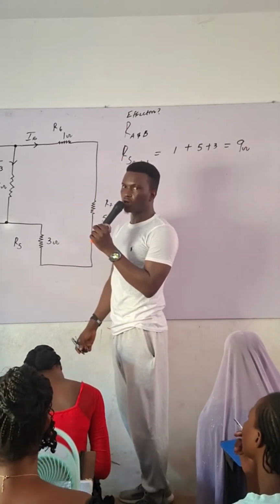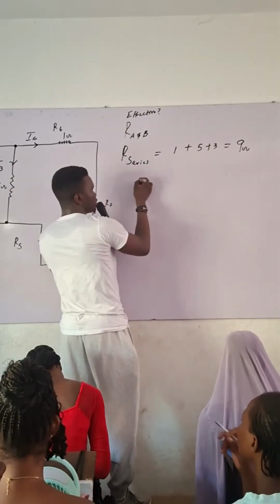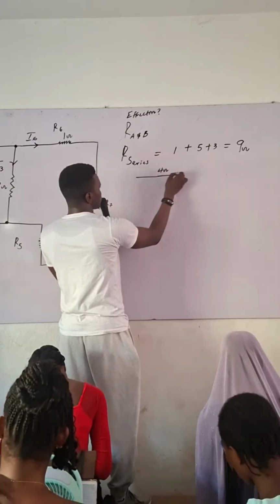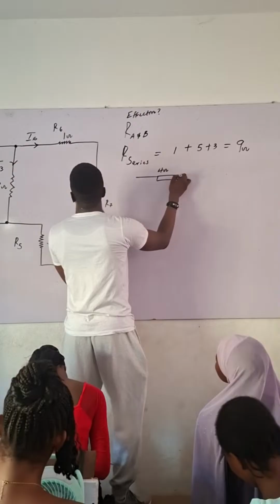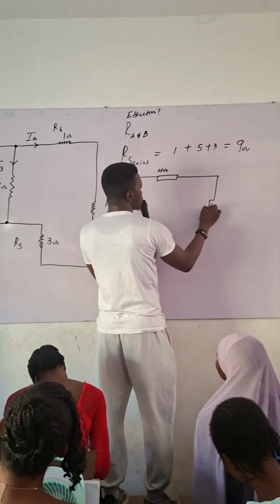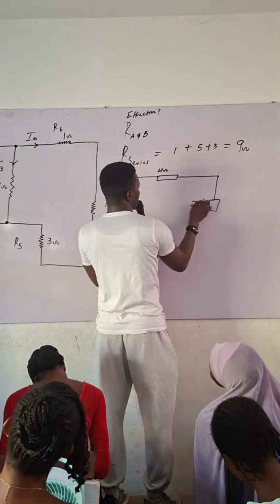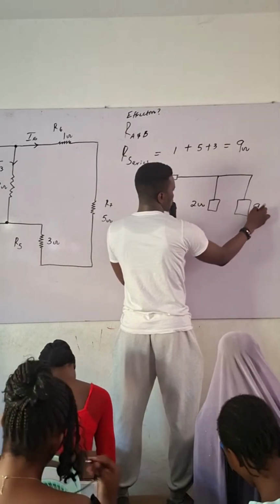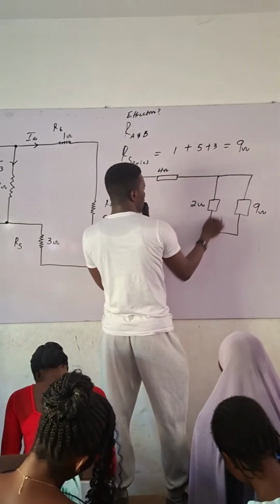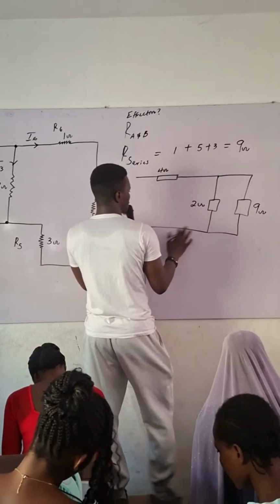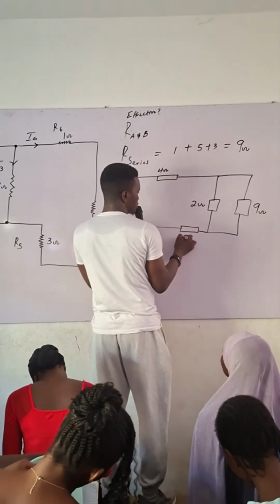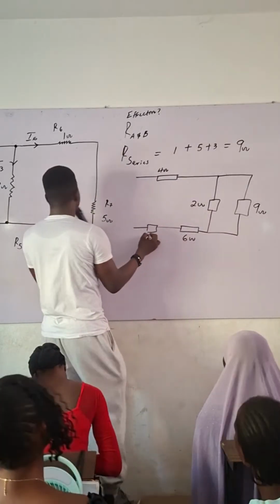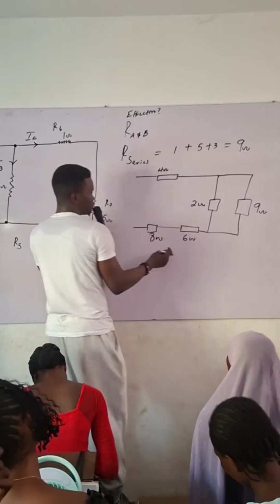Let me redraw the diagram, but I might not make it too big. So now, I have the 4 ohms. Then I have the 2 ohms. Sure you are following. Then I have the 9 ohms. Then I have the 6 ohms. If you follow through very well, you will see what I'm drawing. Then I have the 8 ohms. Do you agree to this?